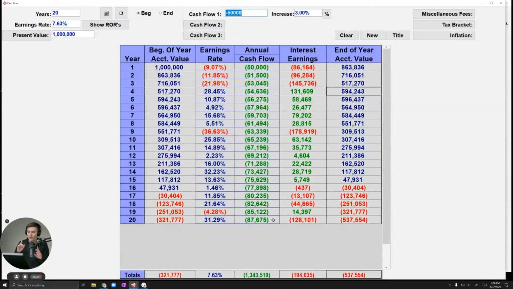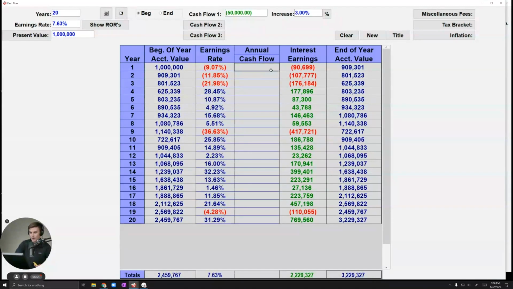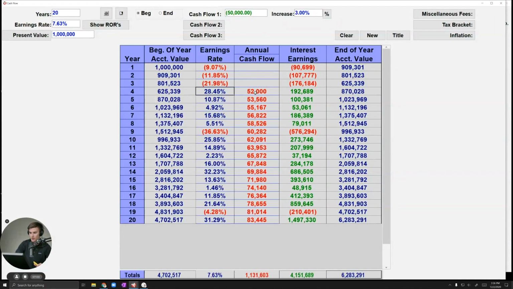But the cool thing about the volatility buffer is that it says, assuming this analogy here, what if we did not take out money the first couple of years? So what I'm going to do is put 0 here. And then I'm going to put in 52,000. We're adjusting for inflation. I'm going to put the negative number here.